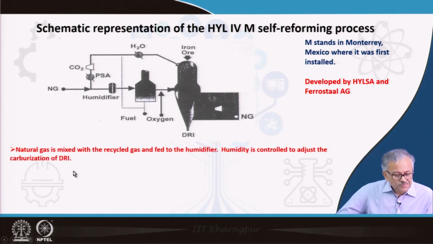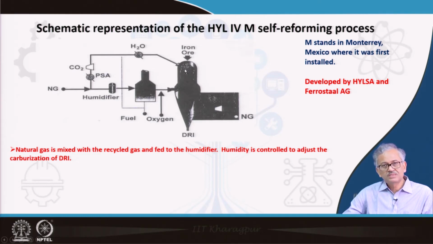And now natural gas is mixed with the recycled gas. As you can find, the gas is recycled. So recycled gas containing CO, that is also utilized. CO and H2 may be there. That is because whatever gas is coming out is a mixture of CO, CO2, H2, H2O. Obviously, when this gas comes, you take out the H2O, so you make the gas dry, and after you take out the CO2, whatever is remaining is CO and H2. So this CO and H2 is recycled back along with the natural gas.